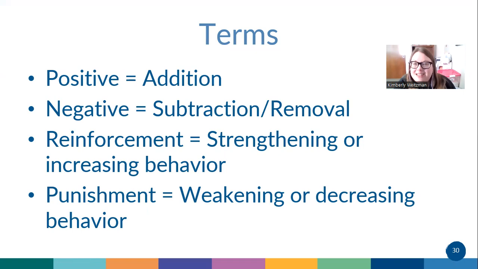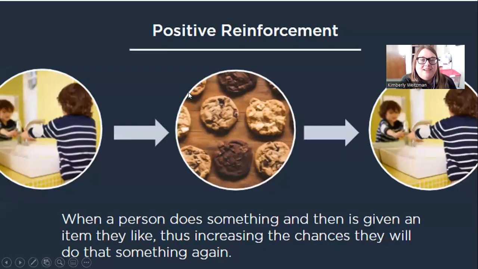Reinforcement, like I just said, tends to strengthen or increase behavior. Punishment, on the other hand, weakens or decreases behavior. So that's a good way to remember that even though we talk about positive or negative, it has to do with either adding or subtracting from the situation. So let's get some examples here. What the heck are we talking about?